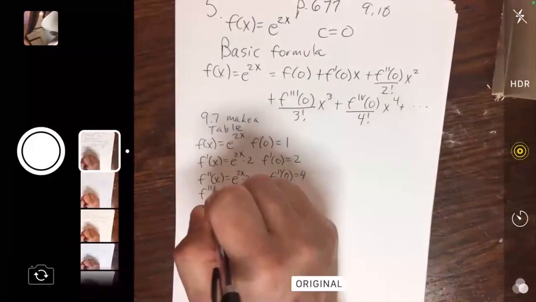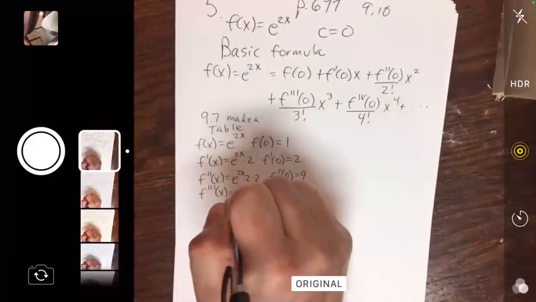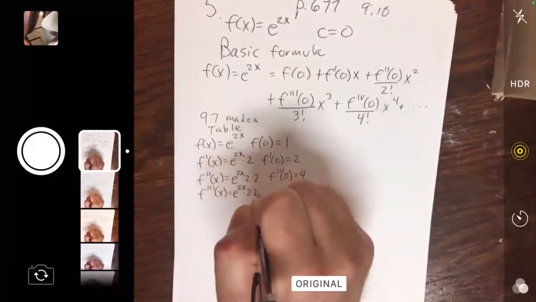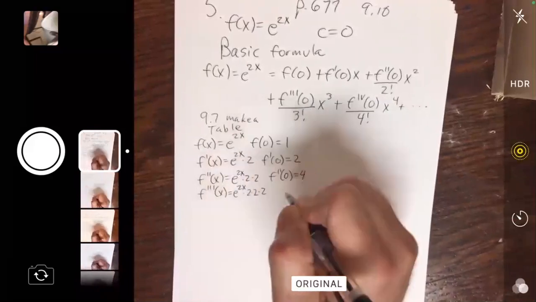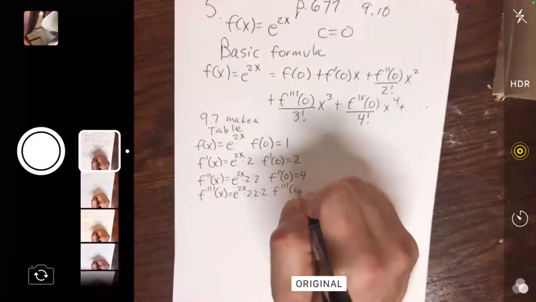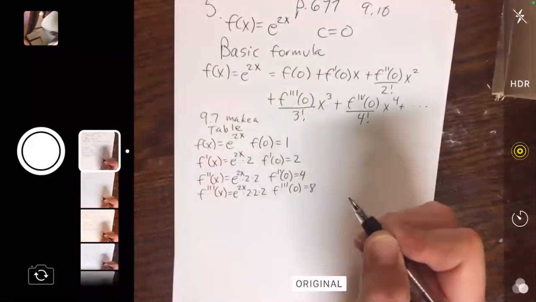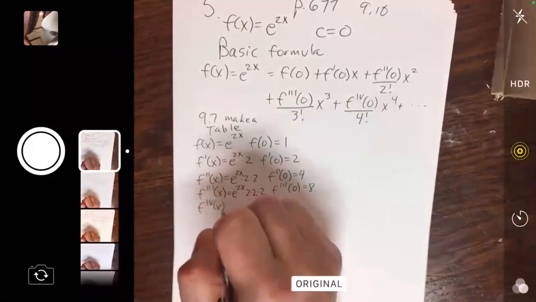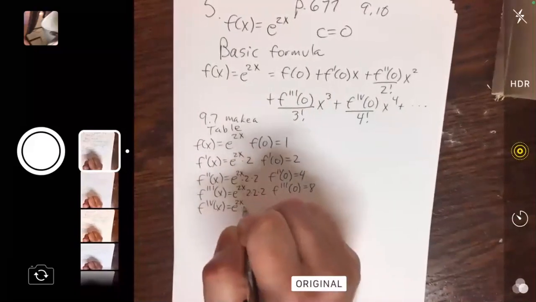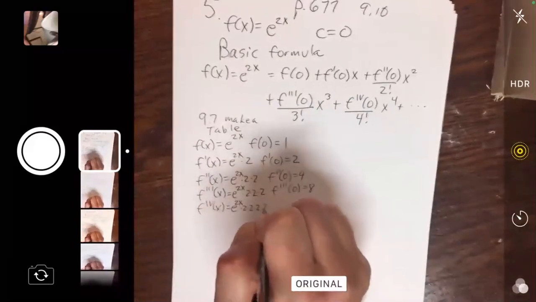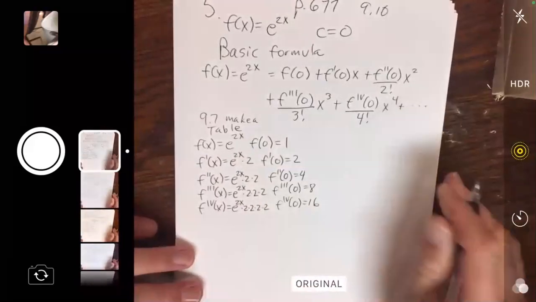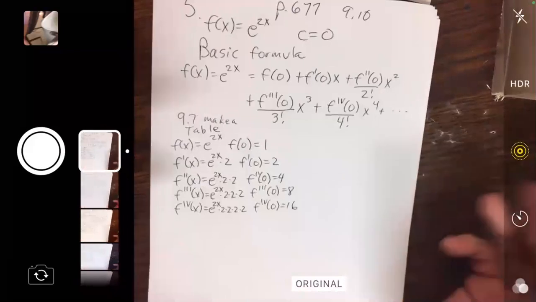So I'll do 2 more. f triple prime of x will be all of this, 2x times 2 times 2. So that's all of this, and then another 2. So your f triple prime of 0 is going to be 8. Can you tell your f fourth of 0 is going to be 16? All of this, and then another 2, and your f fourth of 0 is going to be 16. That's probably enough pieces to show you. Are we losing anybody?